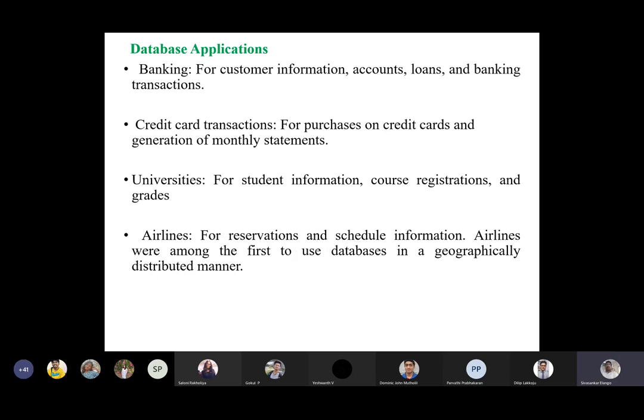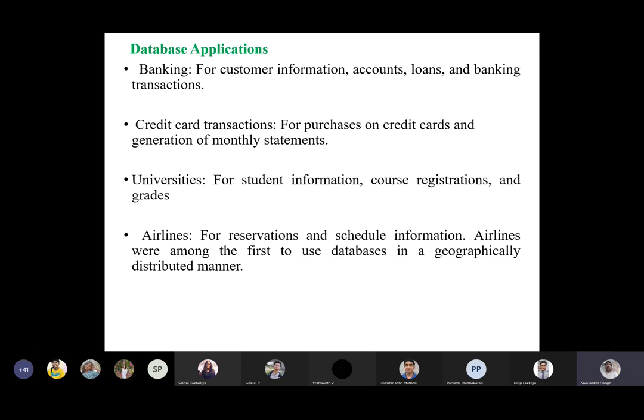Right? So database applications. In banking and financial institutions, we store customers information, we store the account details of the customers. For managing the loans and banking transactions, we need to go for database systems. Similarly, credit card information. Again, you have the account details of the customer and you manage the purchase details of customers using credit card, and you need to generate monthly statements. So every month, for a given credit card account number, you need to generate the list of purchases that are made by the customer.